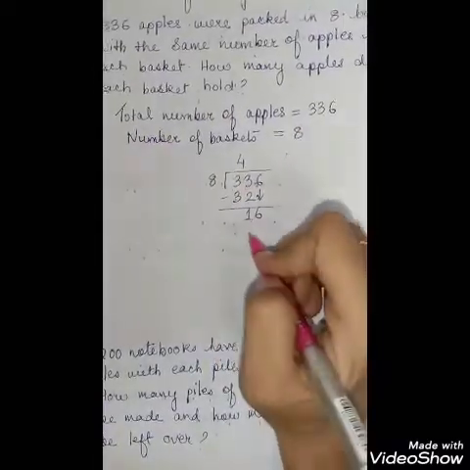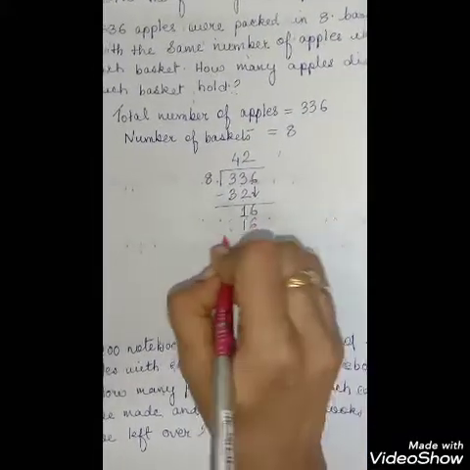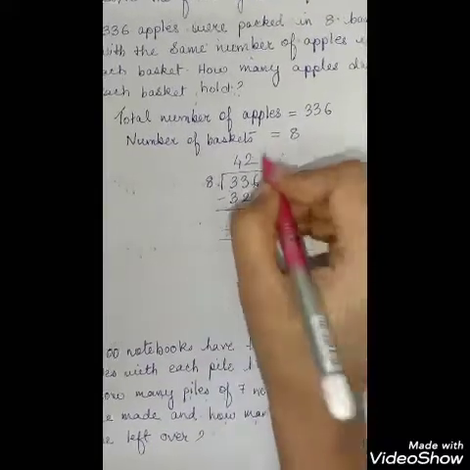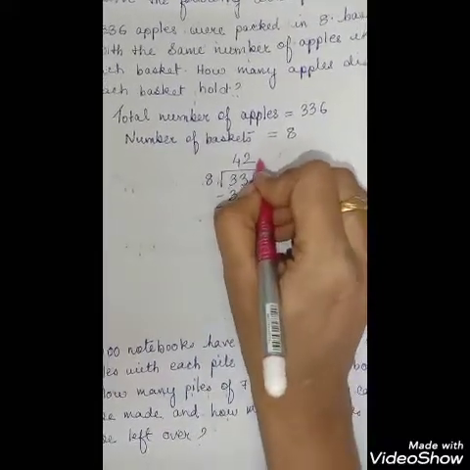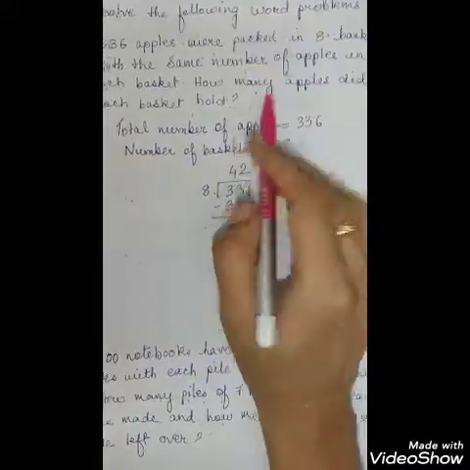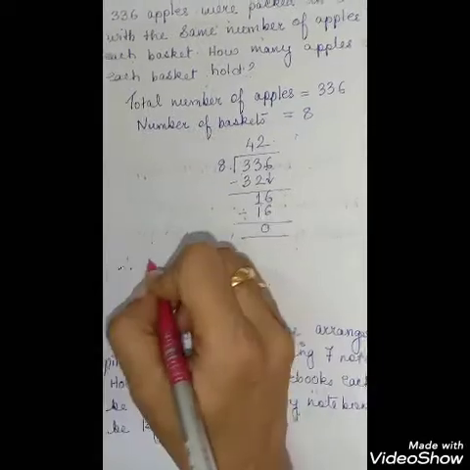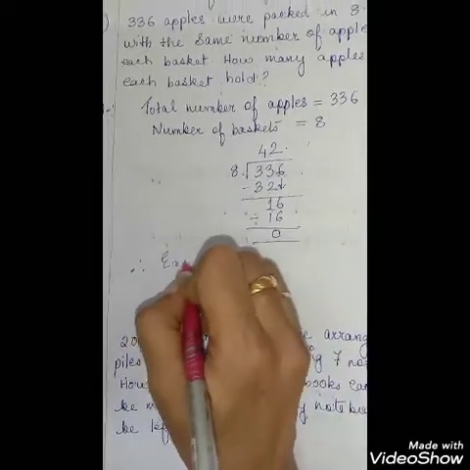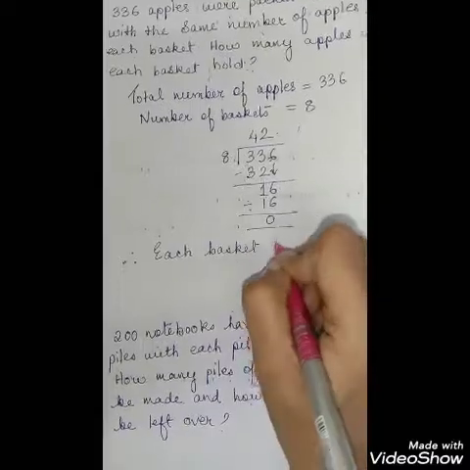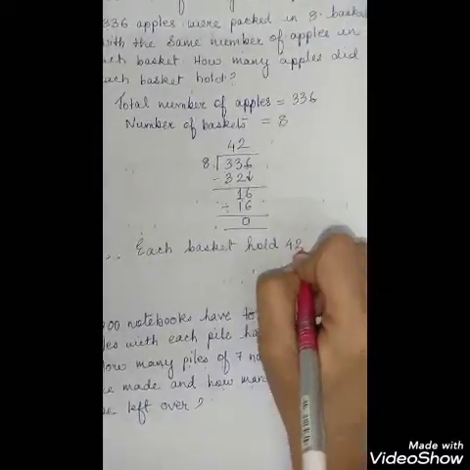How many times does 8 go in 16? 2 times. 8 times 2 is 16. Now subtract it. 16 minus 16 is 0. So what is our quotient? Quotient is 42. That means the answer is 42. So how many apples did each basket hold? Therefore, each basket holds 42 apples.